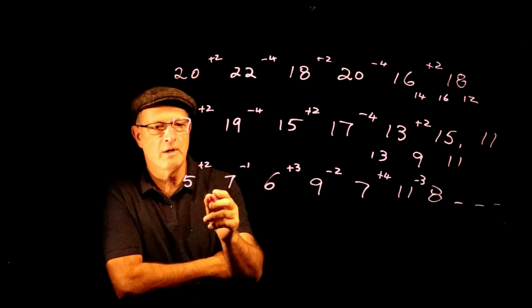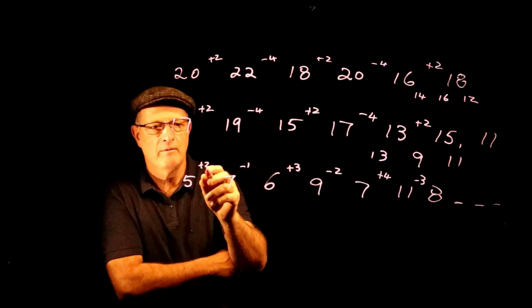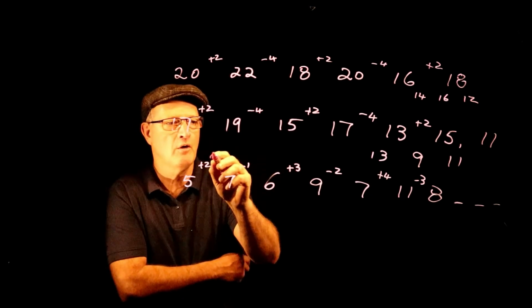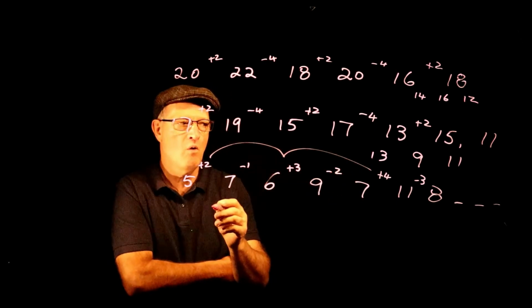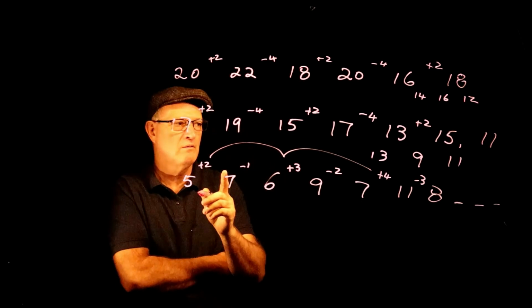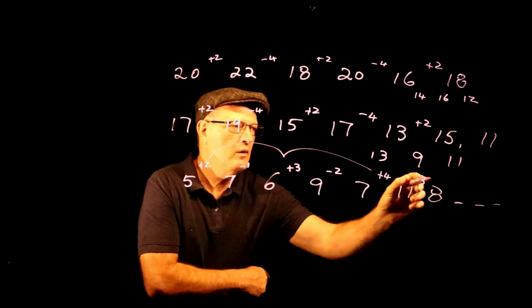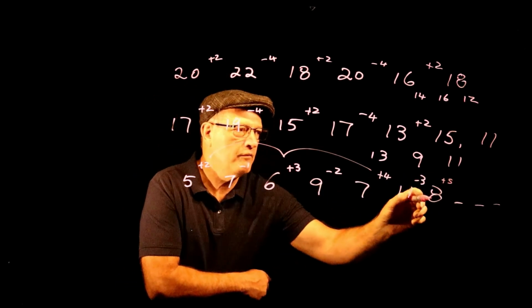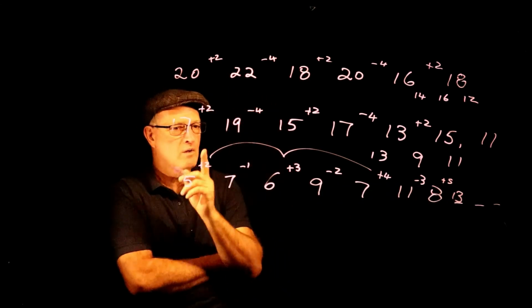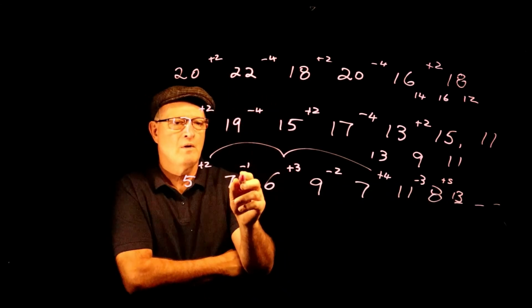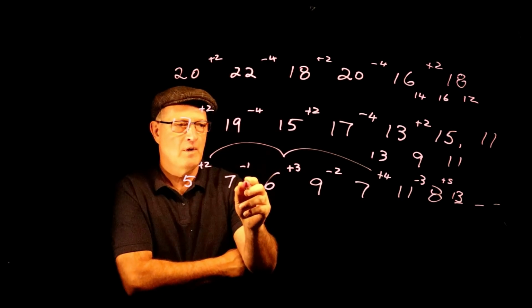It seems to me that when we add 2, and the next time we add 3, and the next time we add 4. So I'm guessing the next time we'd add 5. 5 and 8, I think that number would be 13. But let's check.